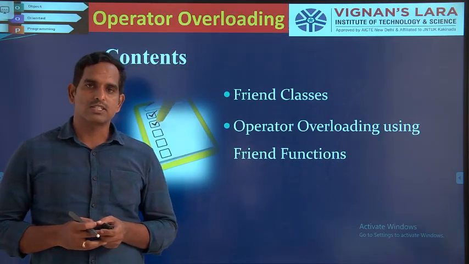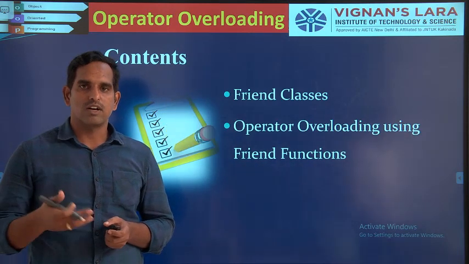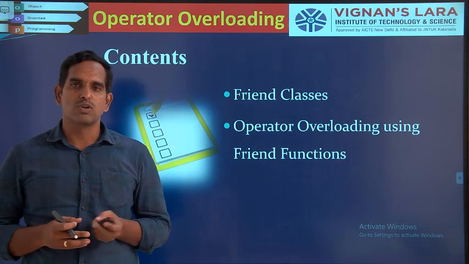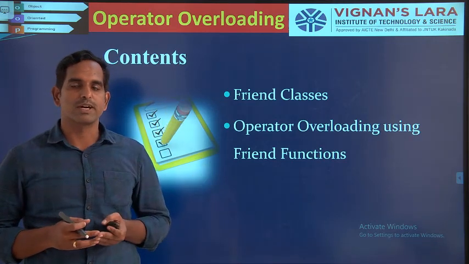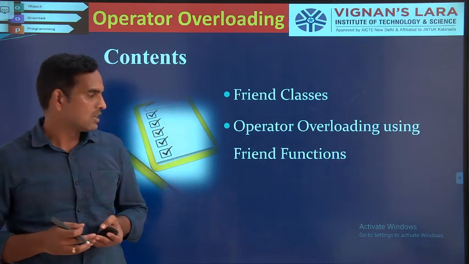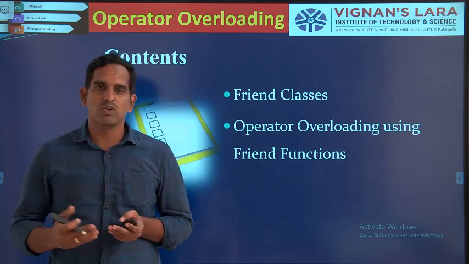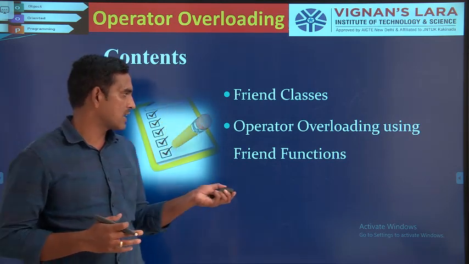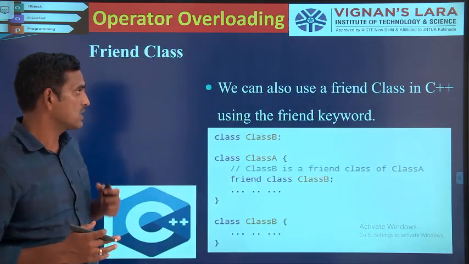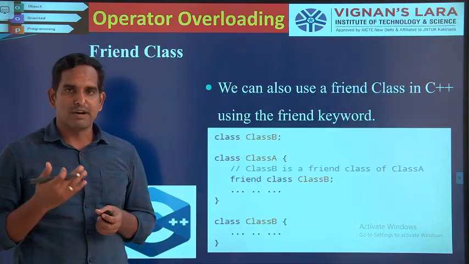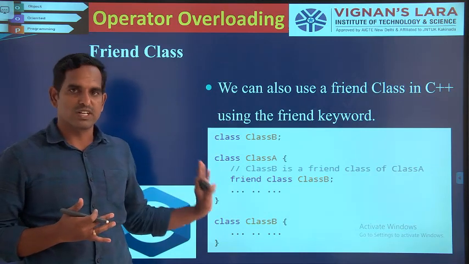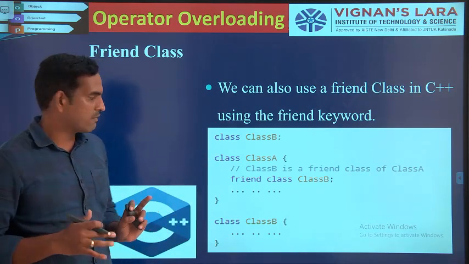So in this session we will look at the further continuation of friend classes, and also at how to overload operators by using friend functions. At last we will look at how to overload the assignment operator as well. First we will look at the friend classes, which we started in the previous session. As I told you, we can have friend classes in C++. That is, we can use the friend keyword for classes to implement friend classes.